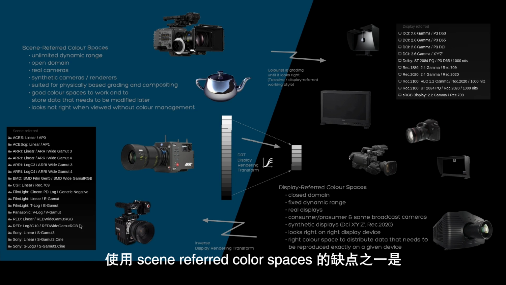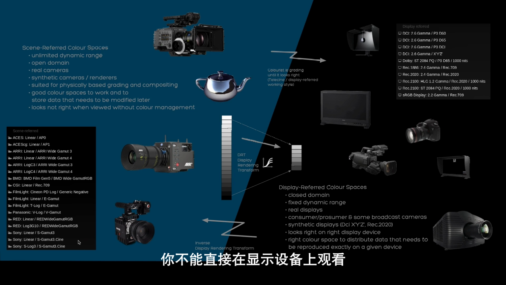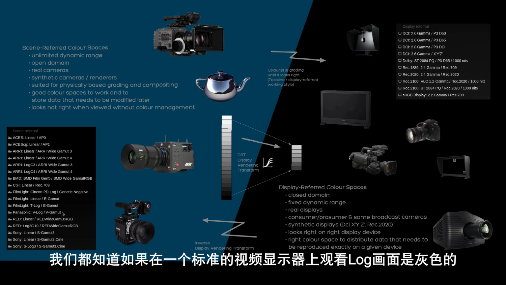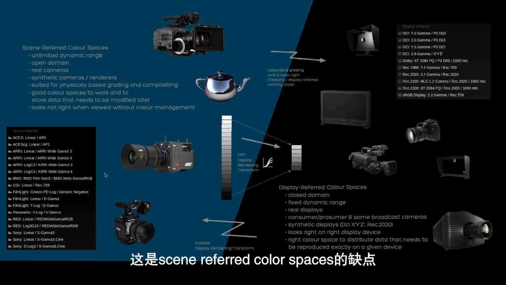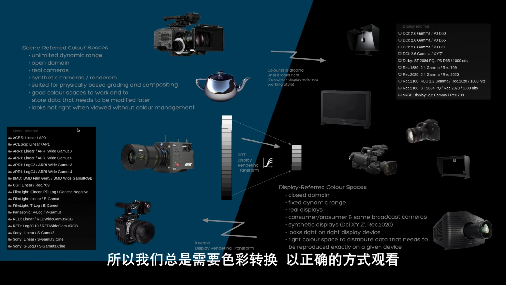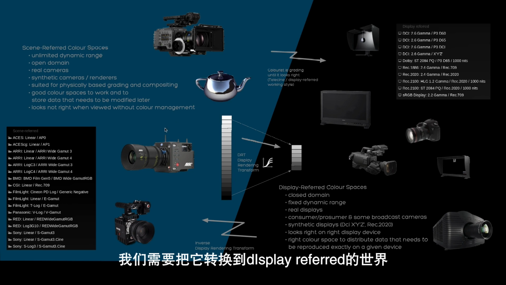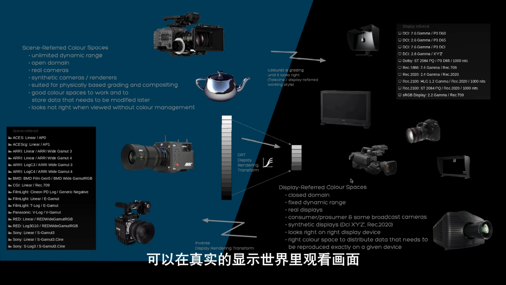One of the disadvantages of scene referred color spaces is that you can't view them directly on a display. So we all know that when we throw a log image onto a normal video display, the image looks washed out and does not look right. So this is one of the disadvantages of scene referred color spaces. So we need to always apply a color space conversion to view them in a correct way. So we need to bring them over into the display referred world here. So we need to cross that border into the black area to be able to view an image on an actual real world display. And that crossing is not trivial.